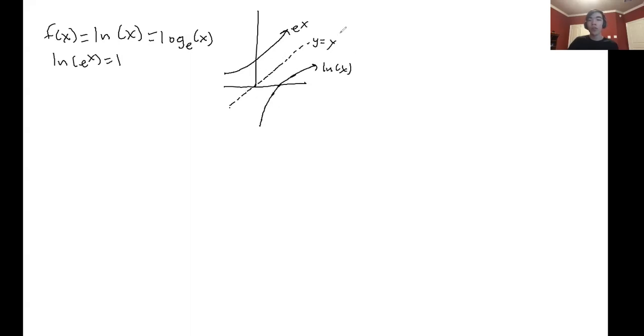If you guys don't know what logarithms are, that's fine as well. Just think of it as if you have e to the x over here, just think about reflecting this graph over y equals x, then you get something like this. And that's ln of x. You're just reflecting over this diagonal line.